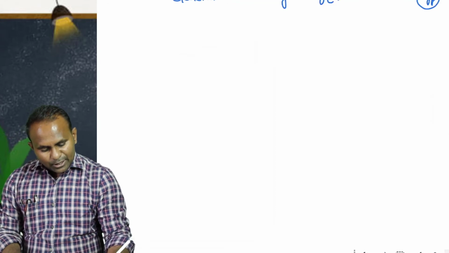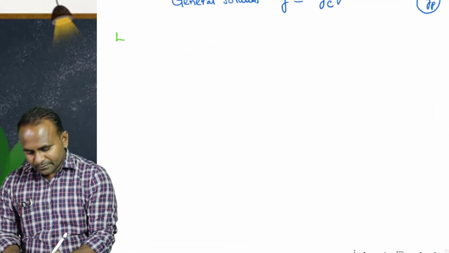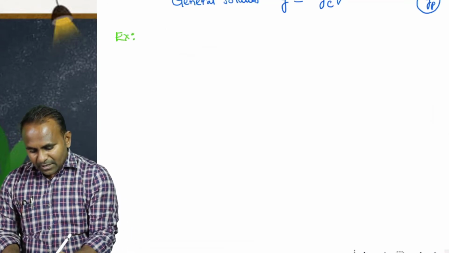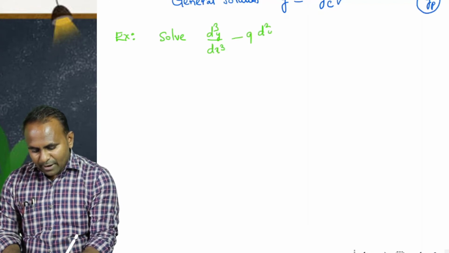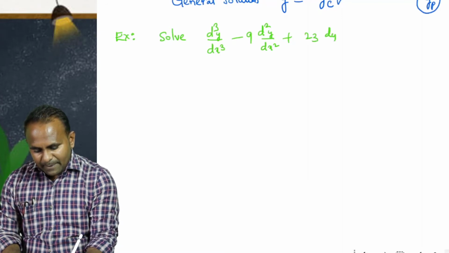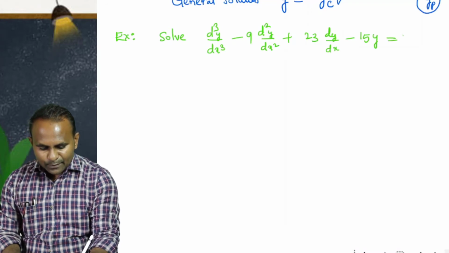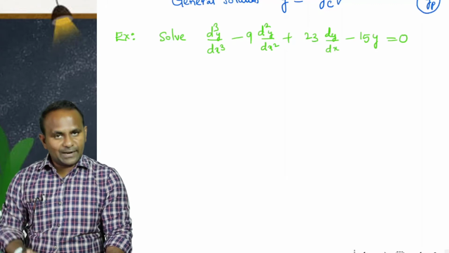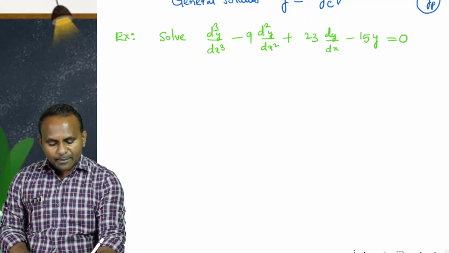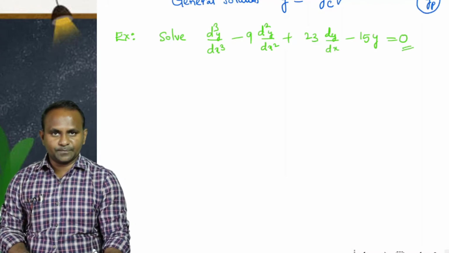And let us look into an example that solves d cube y by dx cube minus 9 d square y by dx square plus 23 dy by dx minus 15y is equal to 0. This is what the question is like. This is how the differential equation is given and you are solving it. And of course, this is homogeneous because your right side function is 0.